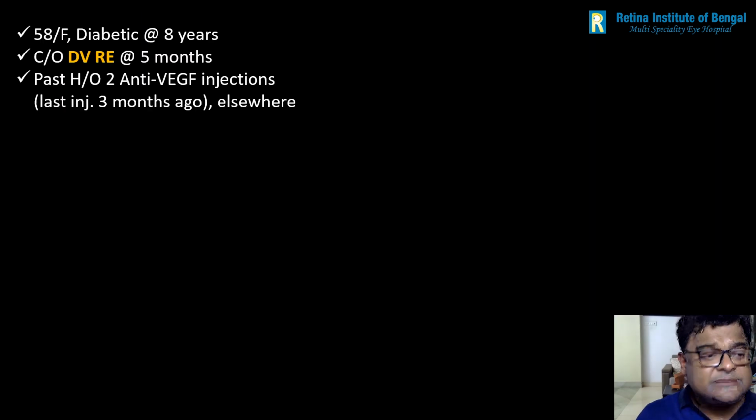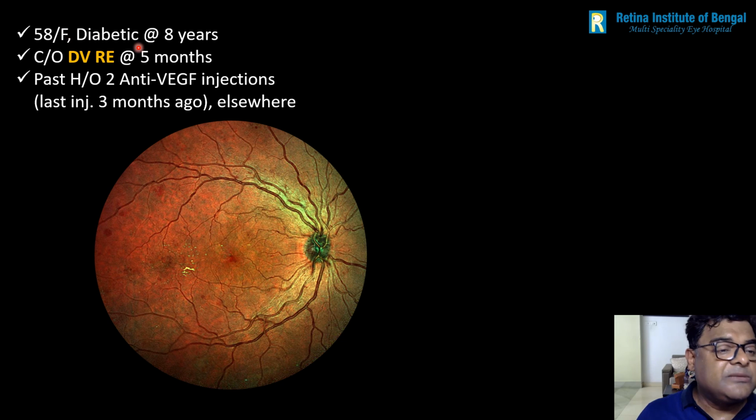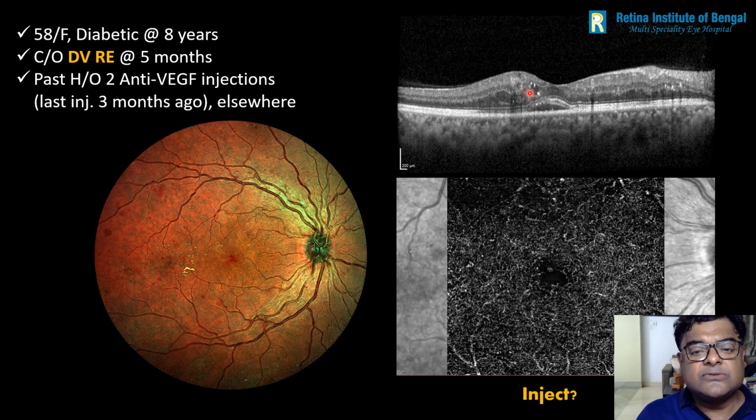Now this is important because, for example, take this case of a diabetic who has already had multiple injections and has been suggested more. So you do a structural OCT and OCTA and you see this: okay, there is some fluid, there is no macular ischemia, and you may feel, okay, let me go ahead and inject.